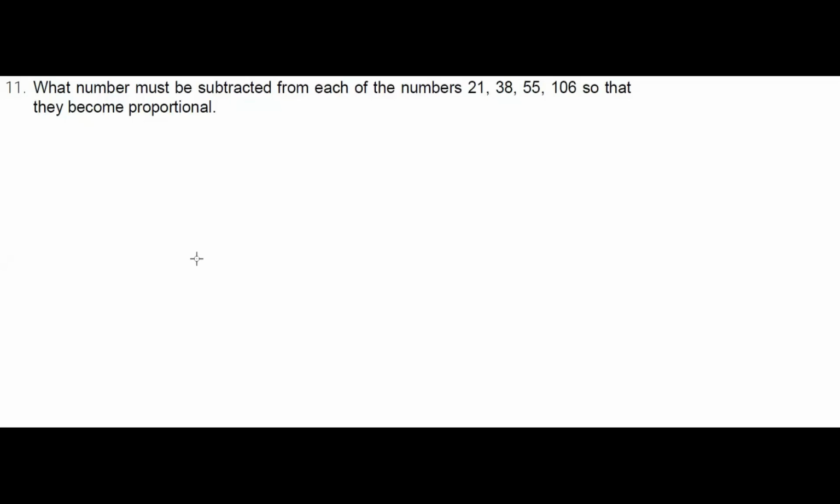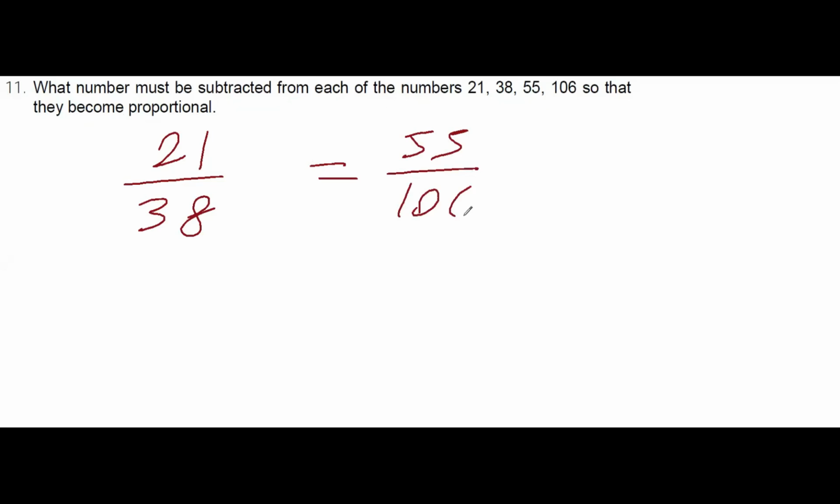So question number 11 says, what number must be subtracted from each of the numbers so that they become proportional? So I have four numbers: 21 upon 36 and then 55 upon 108. I want to make them proportional. How? I have to subtract. So I am going to subtract a number x from each number. So it is 21 minus x.